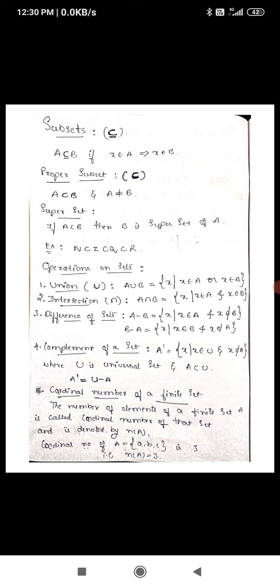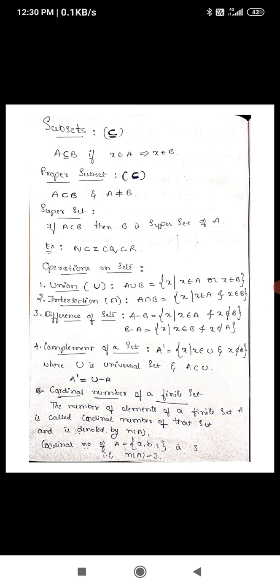Next, difference of sets. The difference A minus B is given by the set difference. A minus B is given by the set of all x where x belongs to A and x does not belong to B. Similarly, B minus A is given by the set of all x where x belongs to B and x does not belong to A.